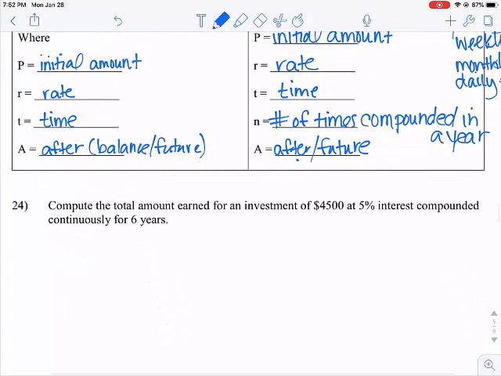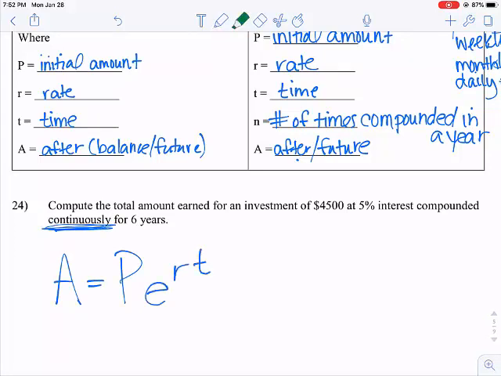So let's give this one a try here. I don't want to take up too much time, but I see the word continuously, which means I'm going to use A equals P e to the rt. Now I'm going to be replacing the r and the t and the P, and the e is just the number in my calculator. So we're going to substitute in our numbers to kind of make our little formula, and then we can grab our calculators.